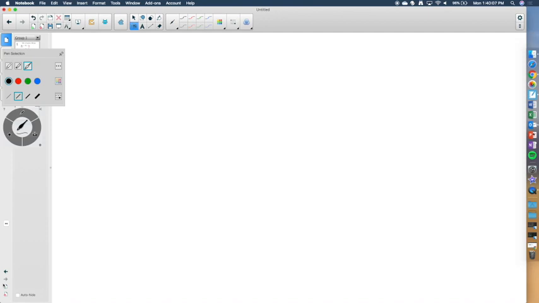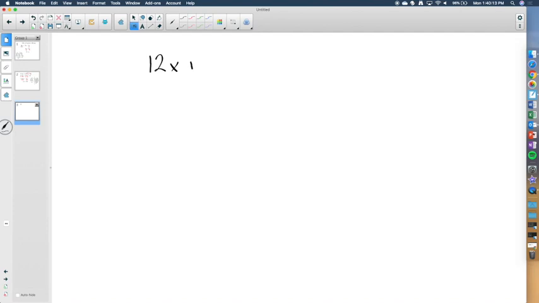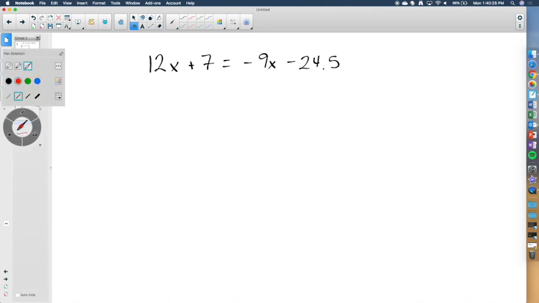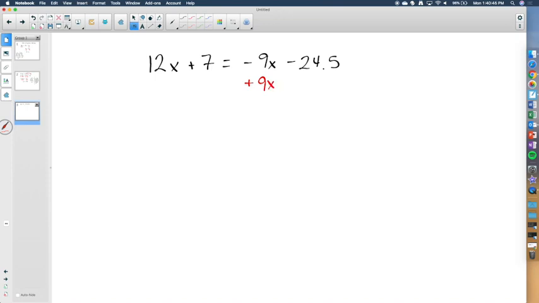We'll do one more. I'm going to save the last example for another video just because it's going to involve some fractions and a little bit more work. So we'll go with 12x plus 7 is equal to negative 9x minus 24.5. Again, I'm going to go back to my preferred method of getting rid of the smaller of the two variables. Between the two, I have positive 12x and negative 9x. Positive 12 is a larger coefficient than negative 9, so I'm going to get rid of the negative 9x, and I do so by adding 9x to both sides.